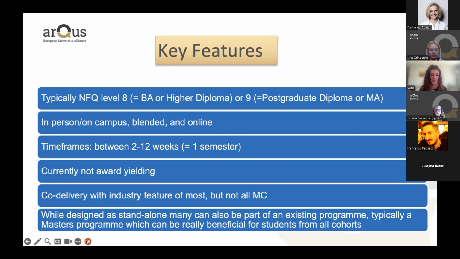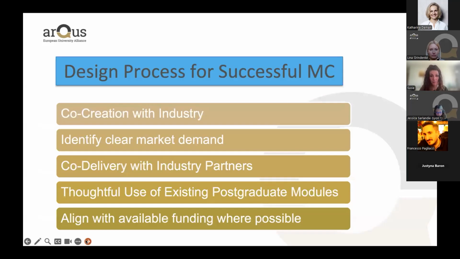So I think if you're thinking about designing a micro-credential, take all these things into account. And you can see that the targeted student cohort is really a key feature that you need to think about. Okay. So this is our experience in a way.